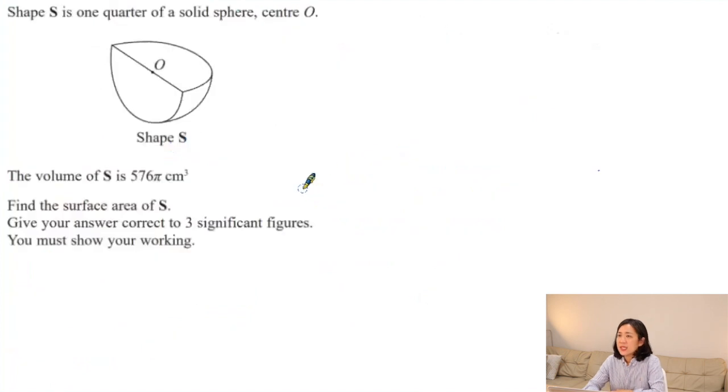Right, so this is the last question. Now shape S is 1/4 of the sphere. Then they give you the volume. So the volume of the shape S is 576 pi. Then now we need to find out the surface area of it. Okay, so first of all, since we've got a volume, how can you find the volume of the shape S? It's 1/4 of the volume of the sphere.